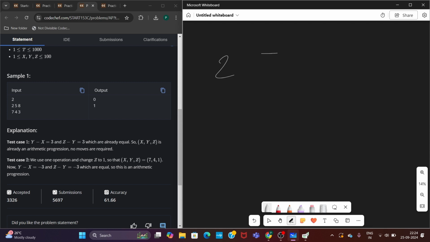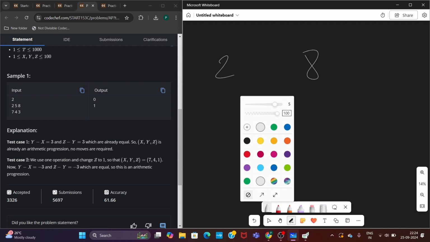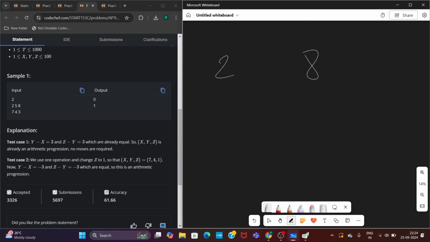So basically, this is what we have been given. You have to check whether it is an arithmetic progression or not. If it is, we have to return 0, which means no operation is needed because it is already an arithmetic progression. Otherwise, you have to return the minimum number of operations. So this is x, y, z.